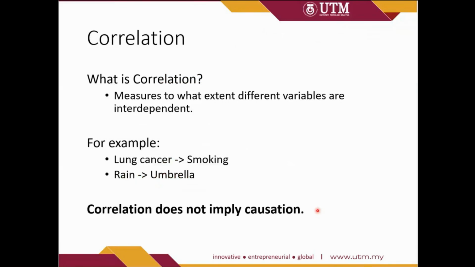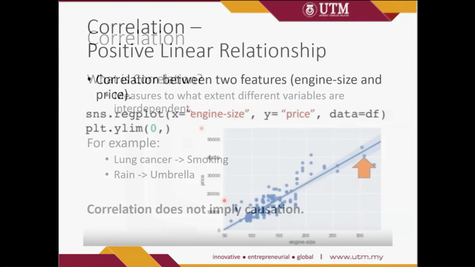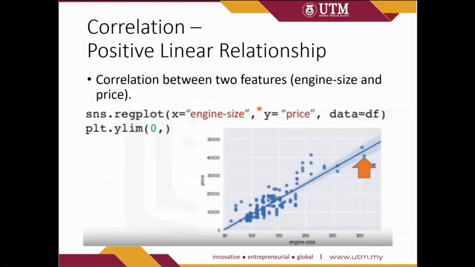Now let's look at correlation. So what is correlation? It measures to what extent different variables are interdependent. In other words, when we look at two variables over time, if one variable changes, how does it affect change in the other variable? Now, in data science, we usually deal more with correlation.